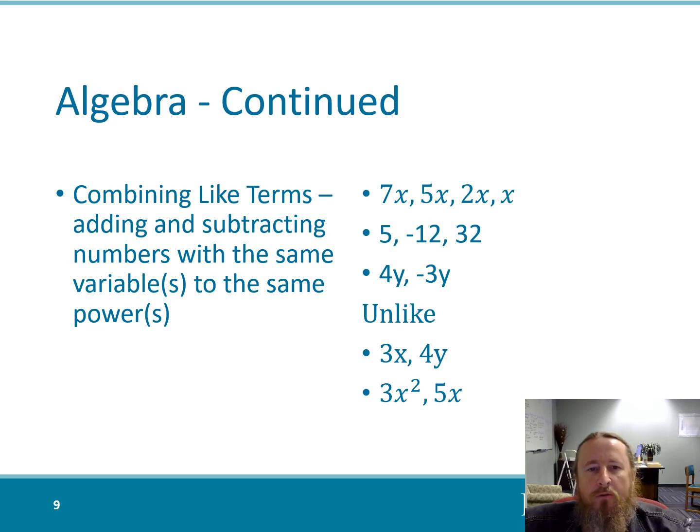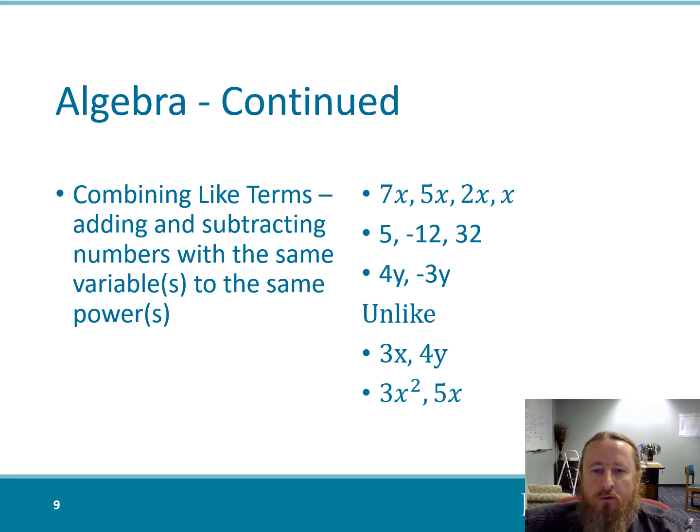In algebra, we also have like terms, and when we solve, we will combine our like terms. They are variables of the same letter to the same power. So our like terms, we can say 7x, 5x, 2x, and x. These are all like terms. Likewise, 5, negative 12, and 32 are all constants, and they are all like terms. 4y and 3y are like terms because they both have y.